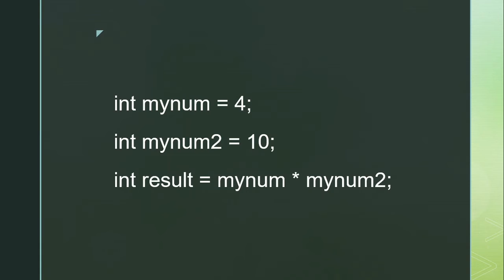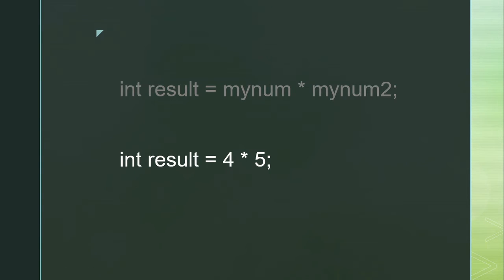We can also create an expression that consists solely of variables. Like over here, we multiply mynum by mynum2. And the result is stored in the variable result. So the first line is how we see this line of code, and the second line is how the computer sees these lines of code. Since for it mynum and mynum2 are both just values, it just takes and multiplies them and stores the result in the variable result.